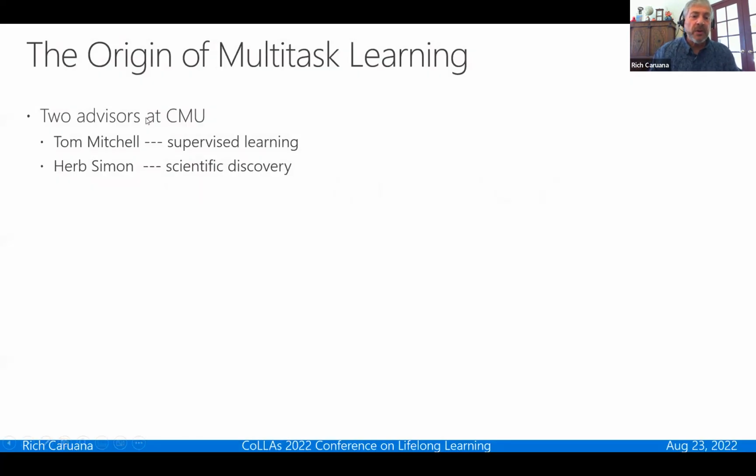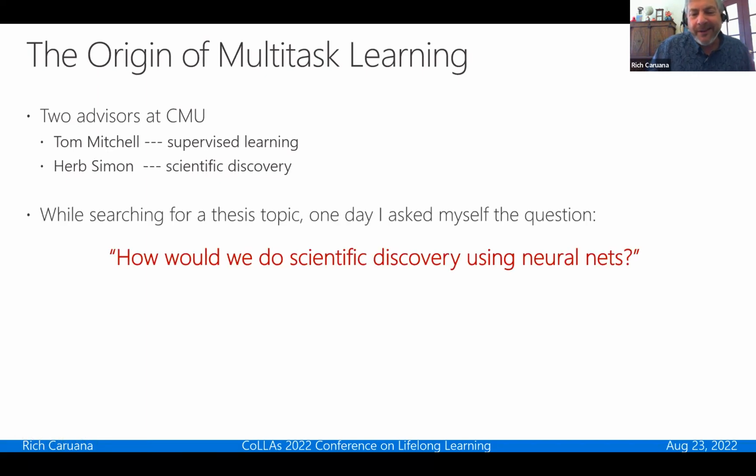So I had two advisors at CMU when I was a grad student back in the early 90s, Tom Mitchell, who does supervised learning, and Herb Simon, who at the time was working on scientific discovery. Herb, by the way, is one of the grandfathers of machine learning and artificial intelligence, one of the luminaries from the early days of AI. Okay, so while working hard to try to come up with a thesis topic, one day I asked myself, how would I try to do something like scientific discovery, what Herb was interested in, using neural nets, or the kind of things that Tom Mitchell was interested in? How would I use supervised learning to do scientific discovery?